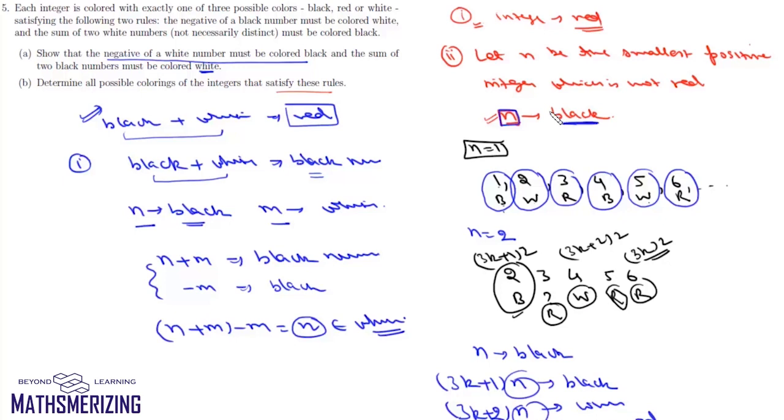And on the other hand, if we choose this number n to be white, then in that case the remaining numbers will be determined by the same rule. So here black and white will simply be switched. So this is how we can determine all possible colorings of the integers which satisfy these rules.